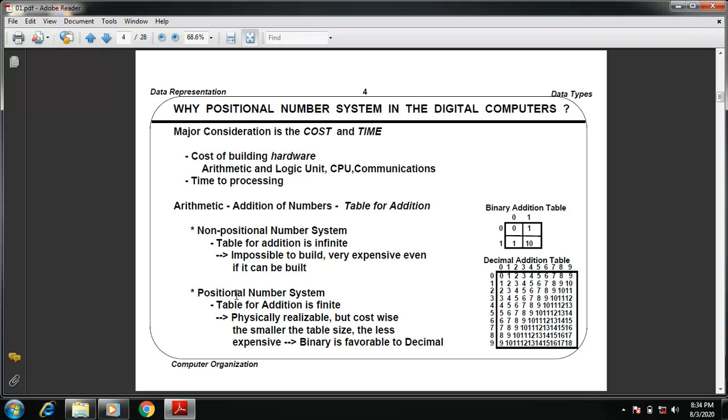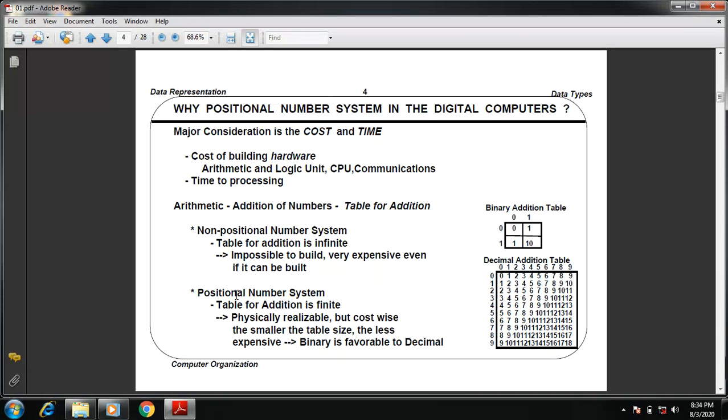First we shall see the binary addition table, then the decimal addition table. Binary has only two digits, 0 or 1. 0 plus 0 gives 0. 0 plus 1 gives 1. 1 plus 0 gives 1. And 1 plus 1 gives 10 in binary; you will not say 2. Next we can add 10 plus 1, which is 11. Adding 1 again gives 100. So this is binary addition.